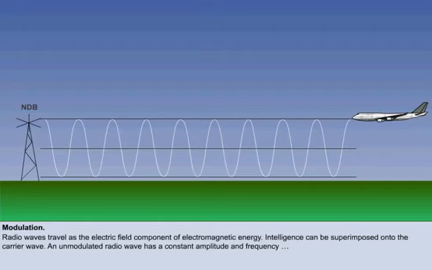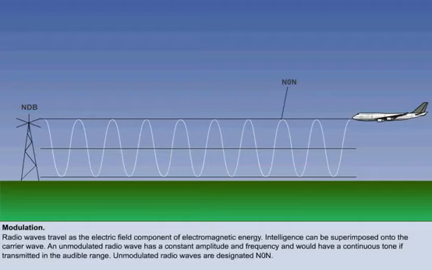This type of signal is ideal for direction-finding equipment such as the Automatic Direction Finder, ADF. Its waveform would look like this. If the carrier wave were transmitted at a frequency in the audible range, one would hear a continuous tone, like this. Radio signals are designated according to their characteristics. The unmodulated carrier wave is designated N0N.